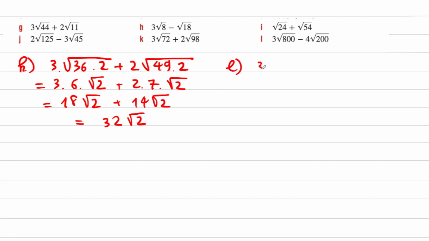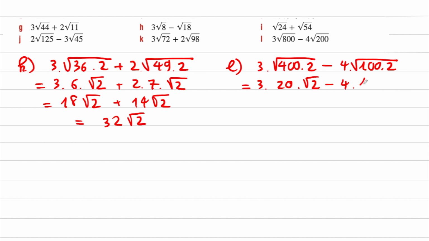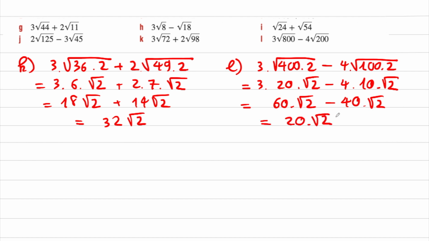Question L. 400 times 2. I think so. 400 times 2 minus 4 times 100 times 2. This will be 20 square root 2. This is 10 square root 2. And then 60 times square root 2 minus 40 times square root 2. 20 square root 2 in this writing. Yeah. Question L, we finished.